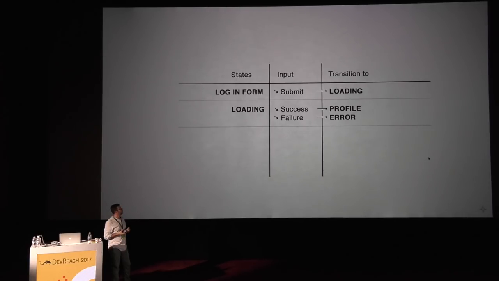So even in this case, just seeing this table, just seeing these two states, we see how we solve one of the bugs. And that was the user can click the submit button again and again. Because if the user clicks the button once, we transition to loading state. And the loading state is not accepting submit action. It's just success and failure. So the machine just ignores this and it's doing nothing.